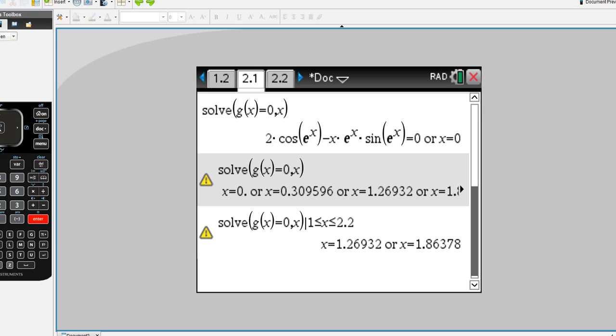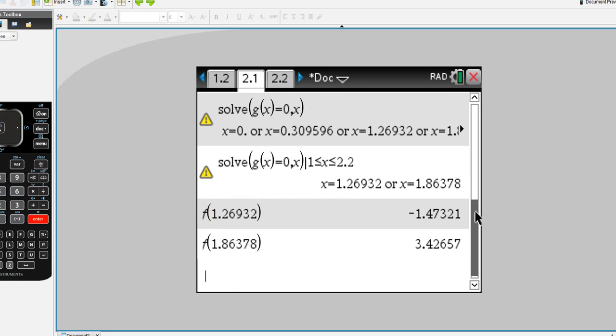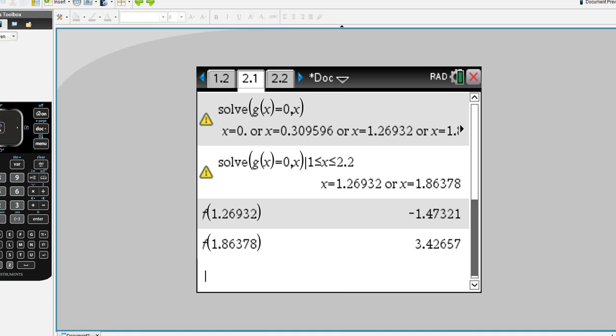So one at 1.26932. So just while we're at it, you can actually find out the exact coordinate, because that just gives us the x coordinate. So the y coordinate for the first one, and f of 1.86378 will give us 3.42657. A lot of numbers there, but of course, just round it to two decimal places. So we have SP at two places.